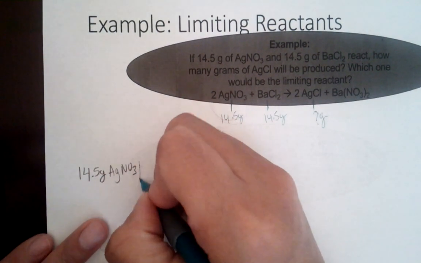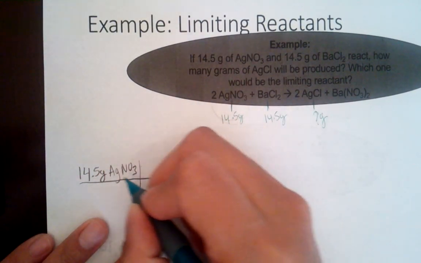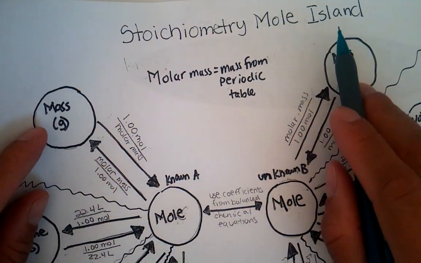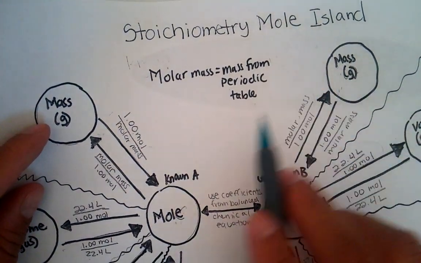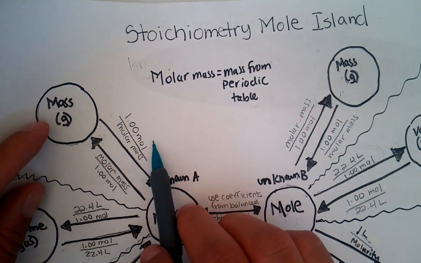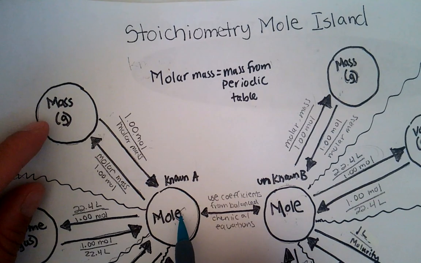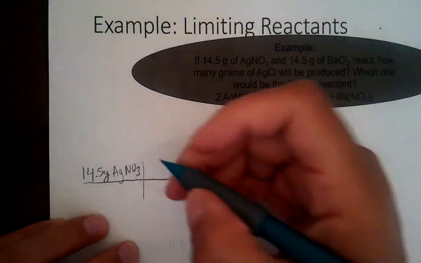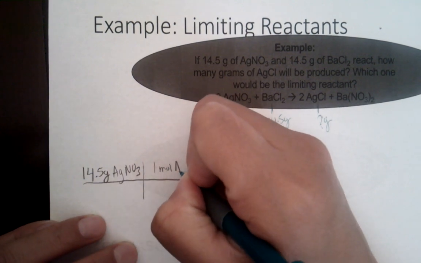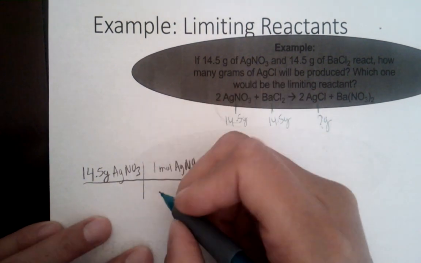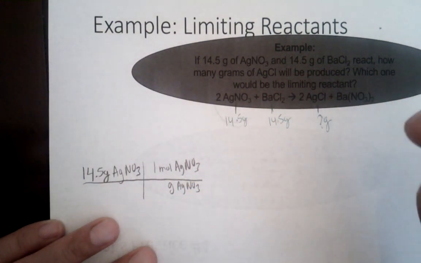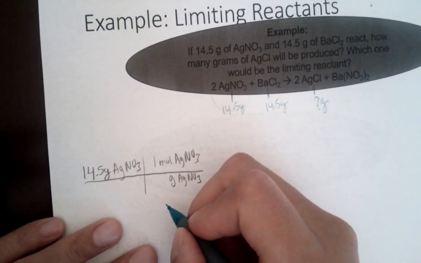All right, and that means that, again, this is a mass to mass, both times. So mass to mass, mass to mass. First, we're going to start with mass of AgNO3 to moles of AgNO3. We're going to use the top one, which says 1 mole over the molar mass, so grams of AgNO3. So this is where you figure out the molar mass.